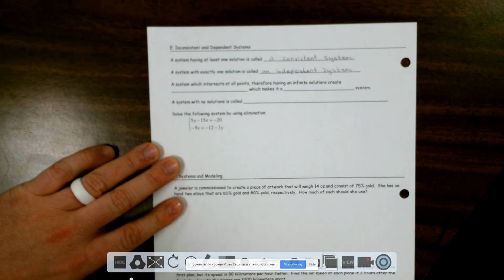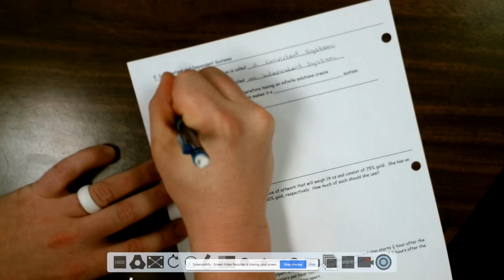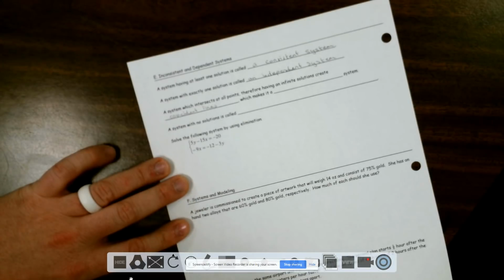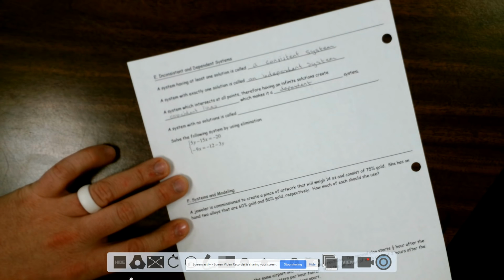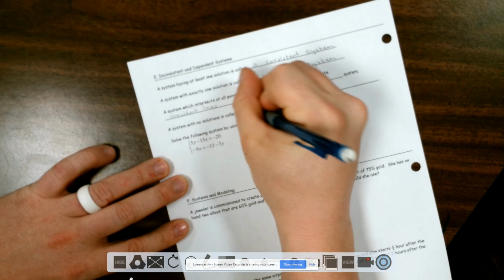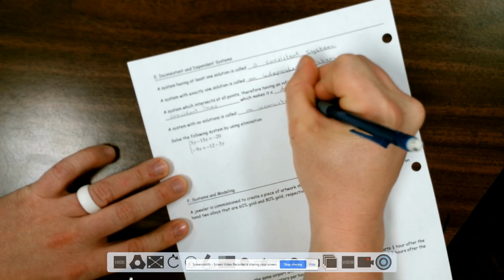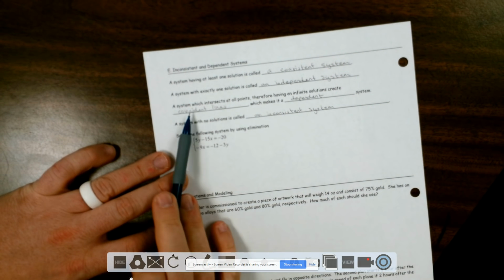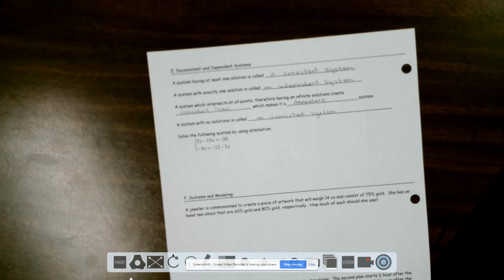And any system which intersects all points, therefore having an infinite number of solutions, creates coincident lines, which makes it a dependent system. A system with no solutions is called an inconsistent system. So coincident lines meaning they would be laying on top of each other. Inconsistent system, no solutions, no intersections, meaning you would technically have parallel lines.